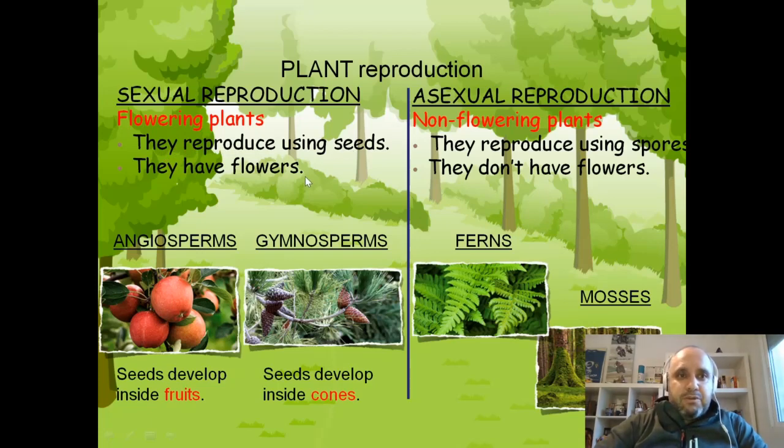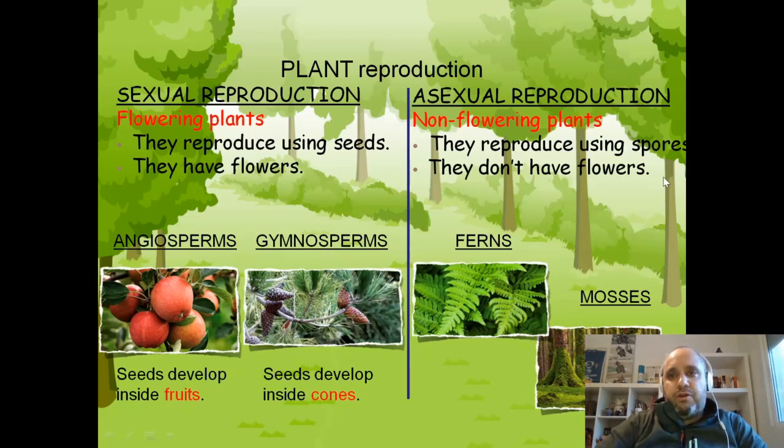There are two types of flowering plants: angiosperms and gymnosperms. Angiosperms have fruits, and the seeds are inside the fruits. Gymnosperms, on the other hand, have cones like a pine tree, and inside the cones we can find the seeds.